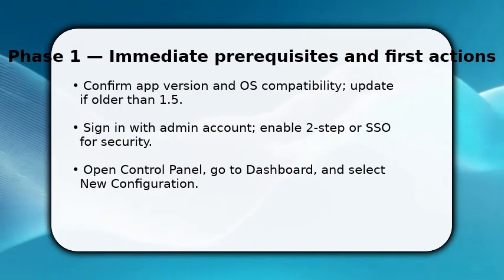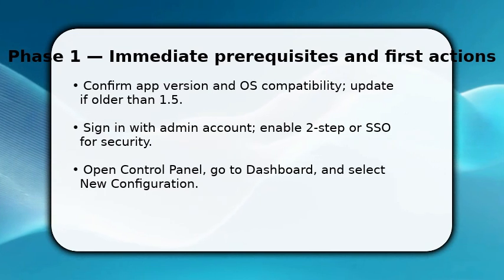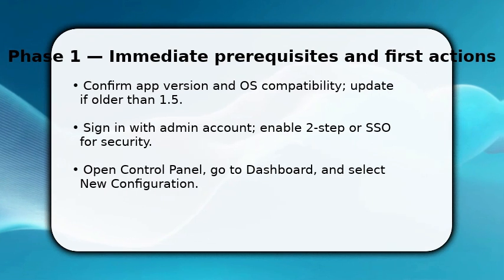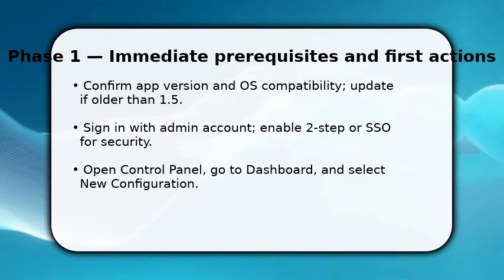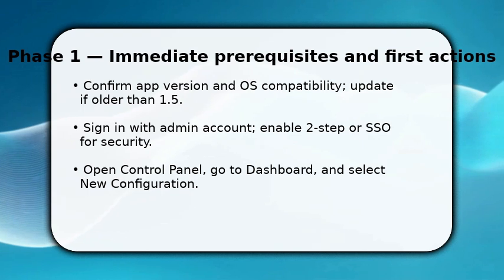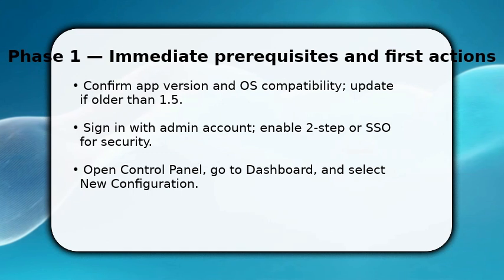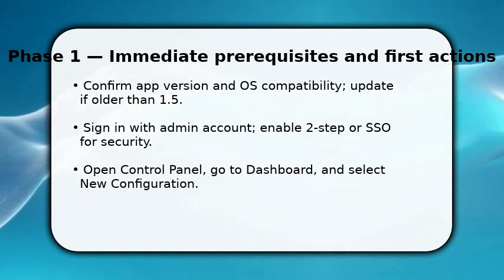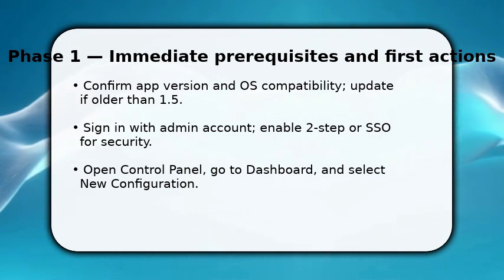You'll start by confirming prerequisites and taking the first actionable steps. Make sure the app version matches your OS and update if it's older than 1.5. This prevents feature gaps. Sign in using an admin account so you have full privileges and enable two-step or SSO to protect settings. Once signed in, open Control Panel and go straight to Dashboard. Select New Configuration. This kicks off the setup process, and you're now ready to define profiles and core preferences without delay.